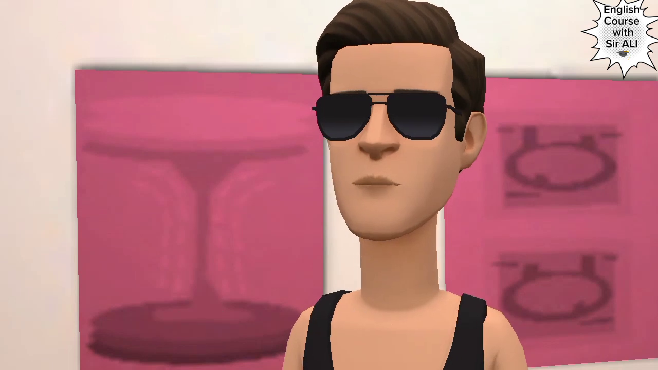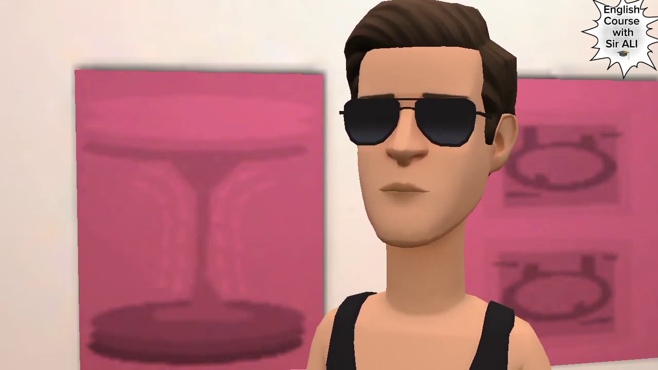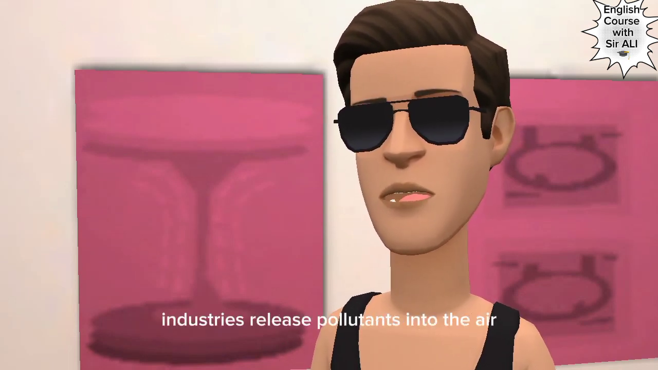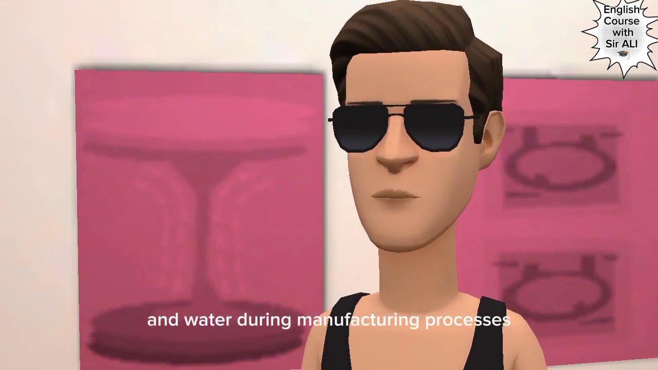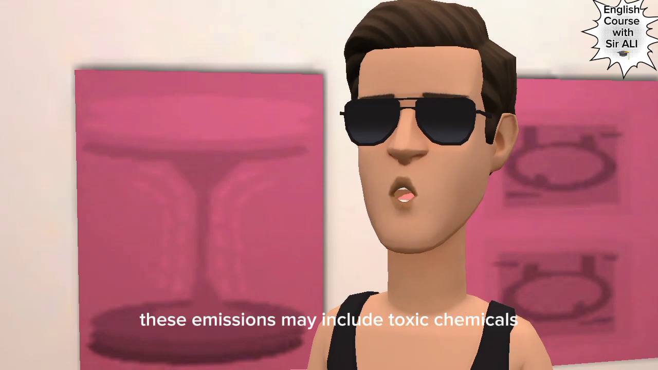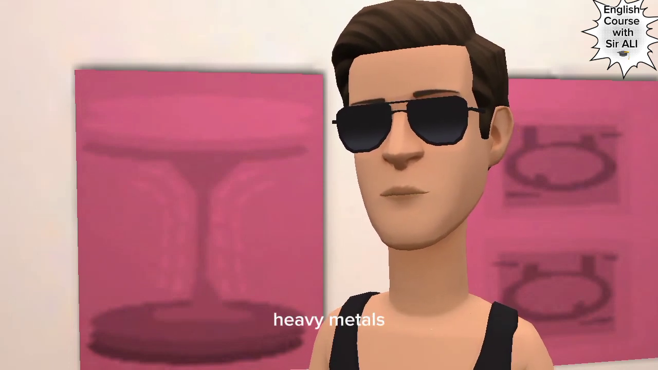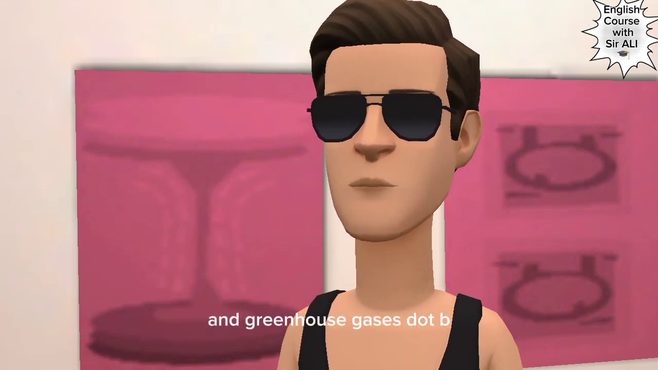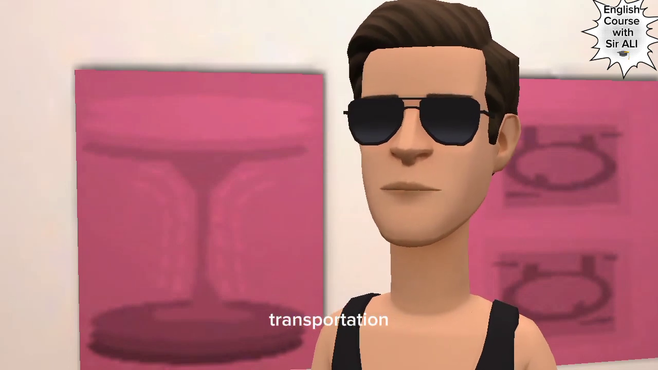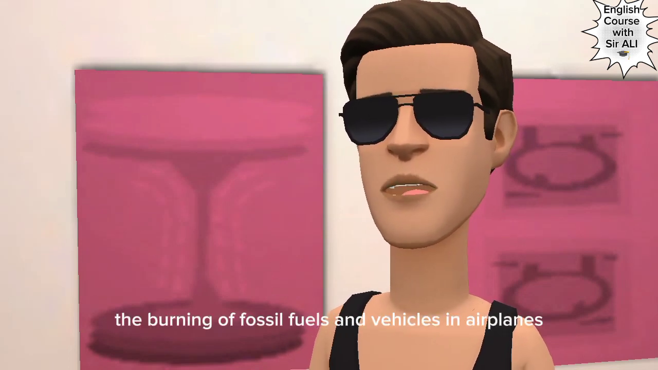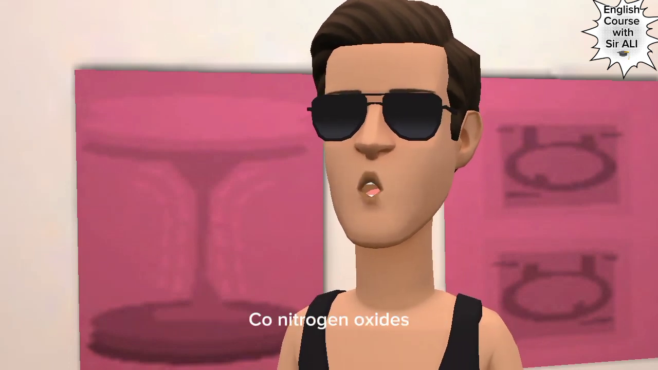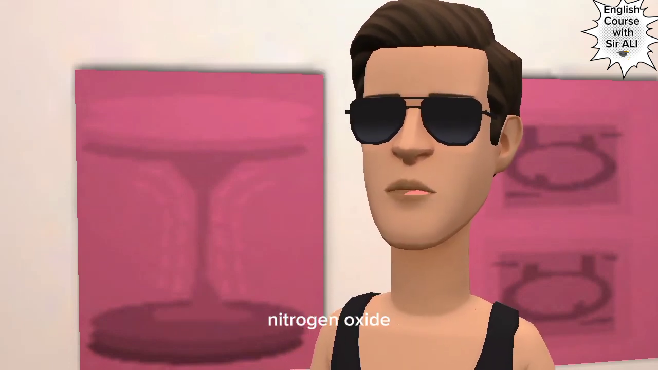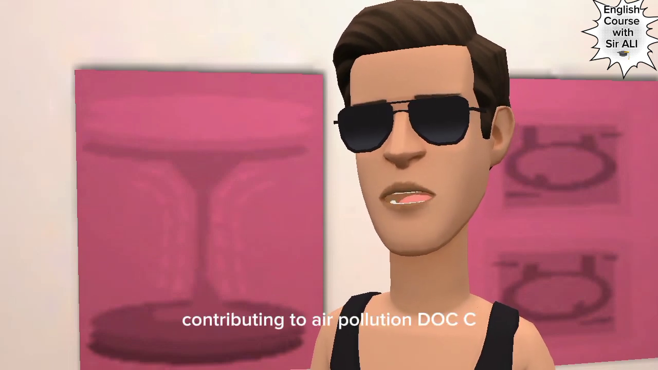1. Causes of pollution. A. Industrial activities. Industries release pollutants into the air and water during manufacturing processes. These emissions may include toxic chemicals, heavy metals, and greenhouse gases. B. Transportation. The burning of fossil fuels in vehicles and airplanes produces emissions of carbon monoxide, CO, nitrogen oxide, and particulate matter, contributing to air pollution.